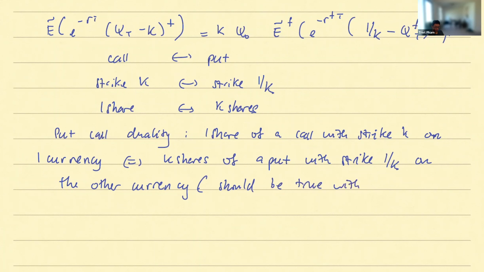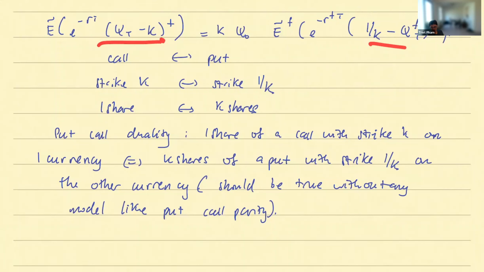Like put call parity, but it's put call duality. Notice, put call parity is a put and call on the same stock, on the same asset under the same unit. Put call duality is basically put and call on very different, well, I mean similar, but very different exchange rates. One is one and one's the other, but it has that taste. But it's independent of any model.